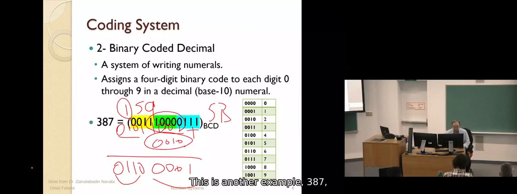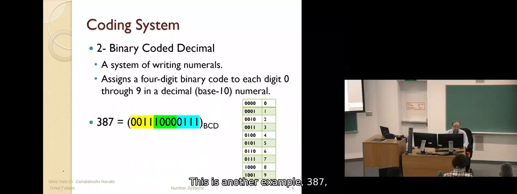Yeah, this is another example. 387, which means 3, 8, 7. 3 separately, 8, 7. So it is BCD.